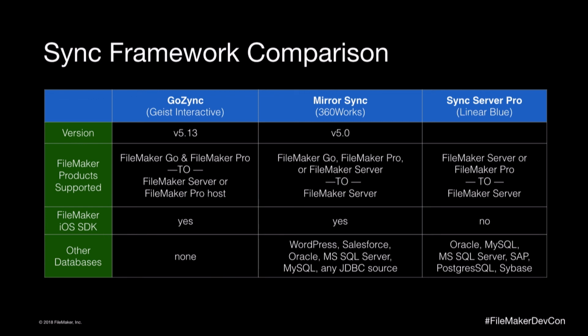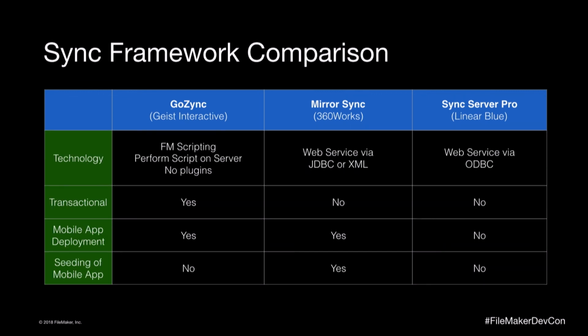Let's see, so GoZync and MirrorSync both work with the FileMaker iOS SDK. That's good to know. And GoZync is just native FileMaker. It doesn't work with other databases, but MirrorSync and Sync Server Pro do. So if you also have other syncing needs, then you might want to consider one of those frameworks, because you could also talk with SQL Server and stuff. The technology: only GoZync is transactional of these.